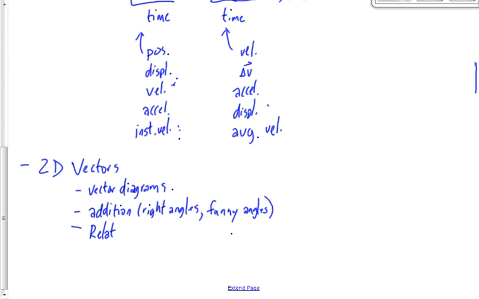Next, we did relative motion and navigation problems, right? The pilot aims or heads to the north. The captain of a ship heads directly west, but there's a river current of 10 meters per second to the south, and so on. Relative motion and navigation.